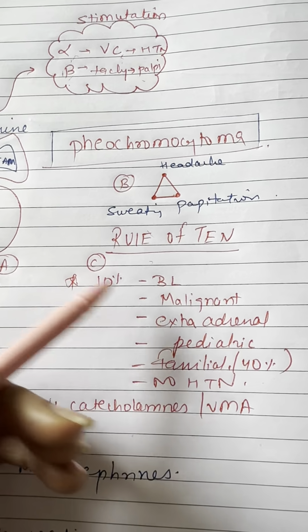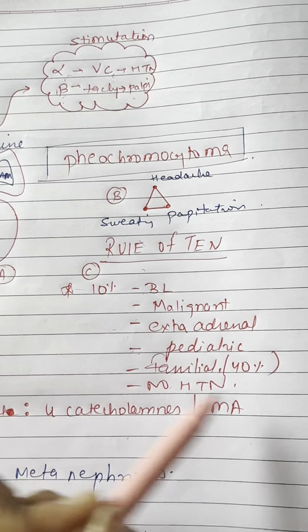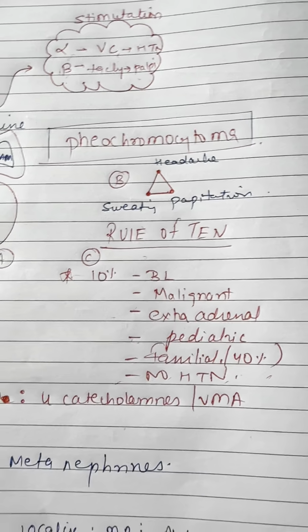It follows the rule of 10. That is, 10% bilateral, 10% malignant, 10% extra-adrenal, 10% seen in the pediatric population, 10% familial, and no hypertension in 10% of the patients.